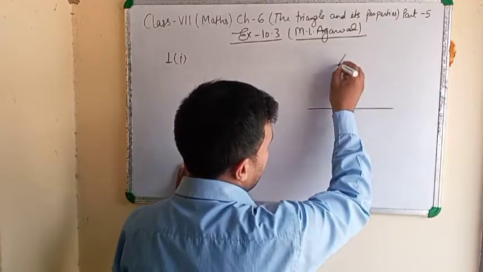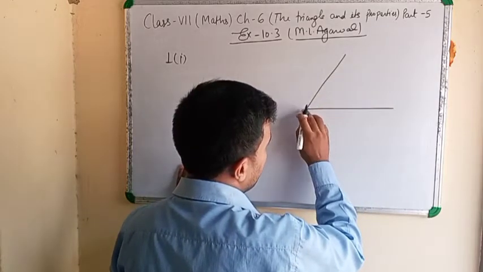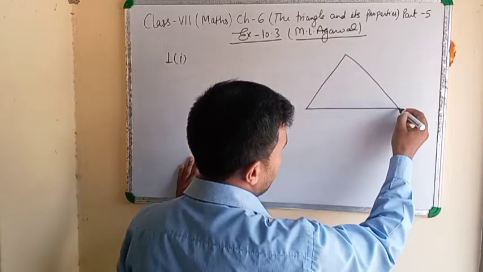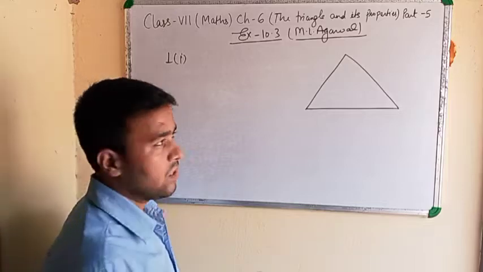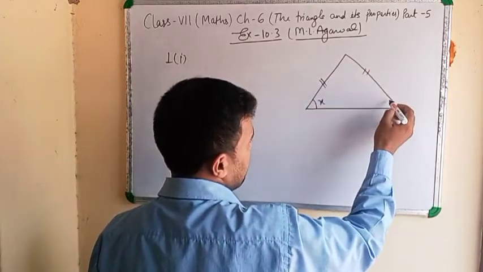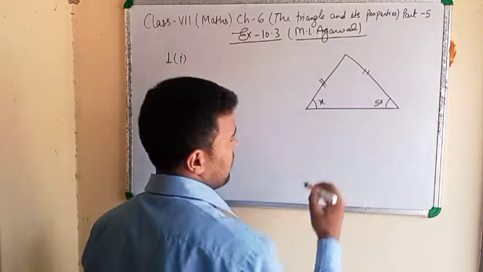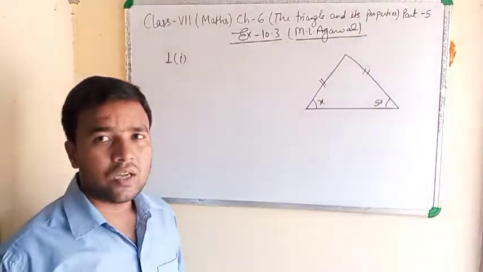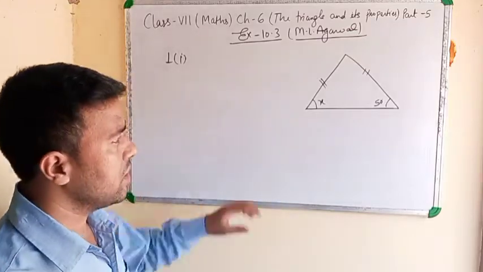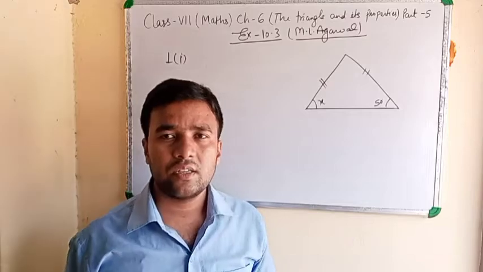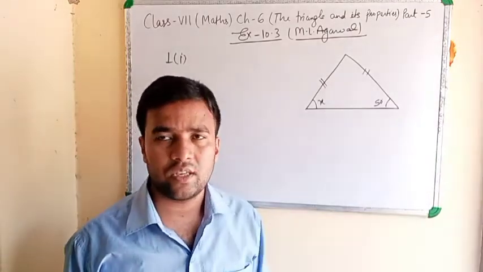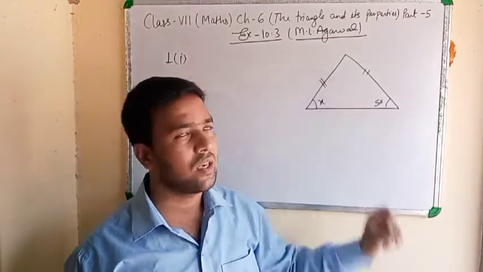It is a triangle. Two sides are equal, and there is x and 50. We are asked to find the value of x. If in any triangle two sides are equal, that is an isosceles triangle. Two sides equal means two angles equal.